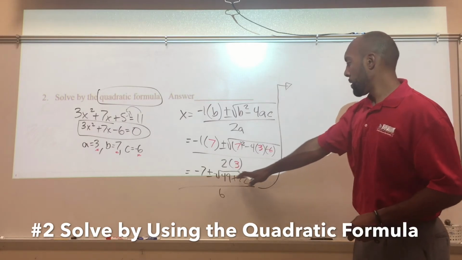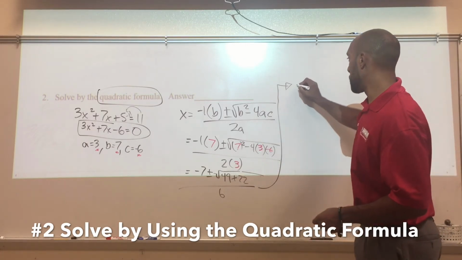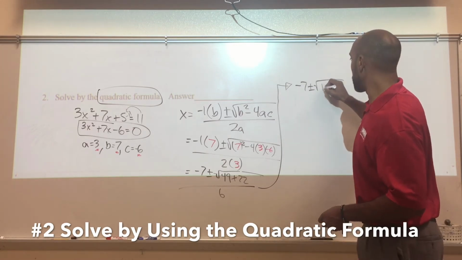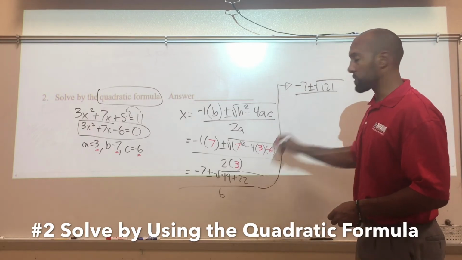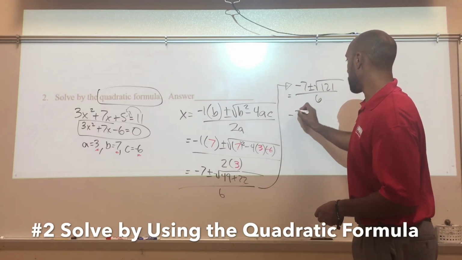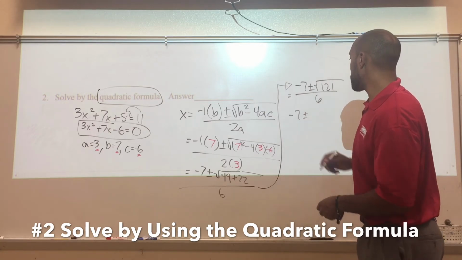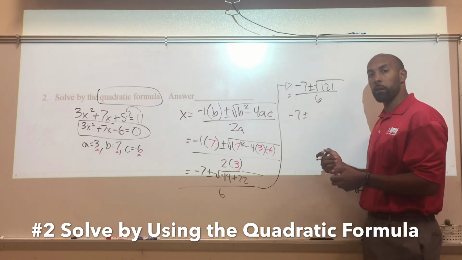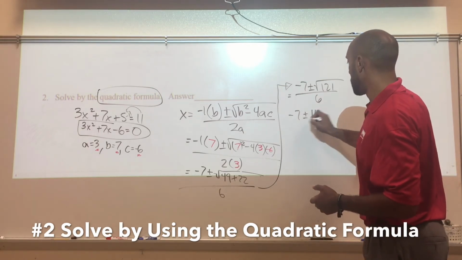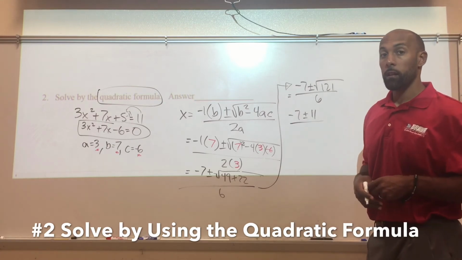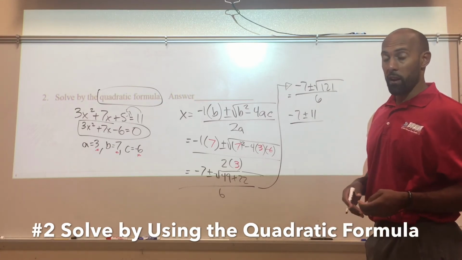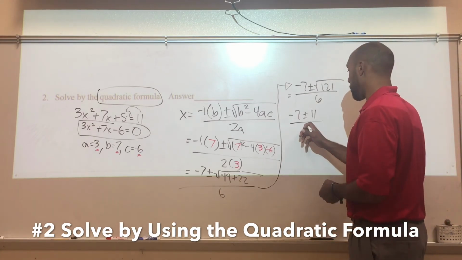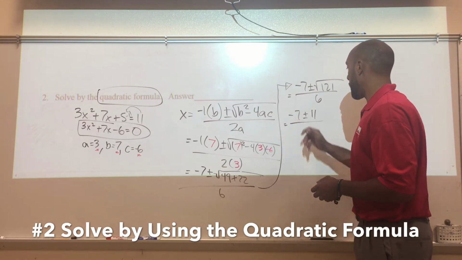Okay, so now let's simplify what's on the inside of the square root. Okay, 49 plus 72, 121, all over 6. Okay, so now -7 plus and minus. What I want to do here is take the square root of 121. Calculator, it's 11. If you don't know how to punch that in a calculator, Google it and figure out how to do it, because you can actually use your computer as a calculator for square roots. Okay, or just come in and ask. All right, all over 6.